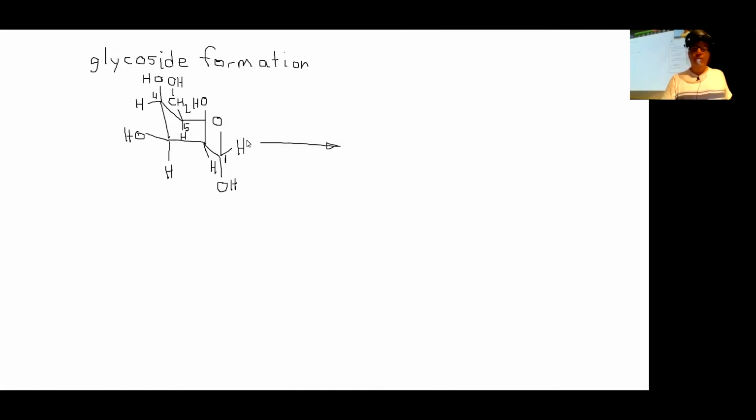And of course, there are 2 different isomers. We call them anomers. You can have the OH pointing down, which is the alpha anomer, or the OH pointing up here, which is the beta anomer. And those can be interconverted. Both of those hemiacetals can be made starting with the aldehyde functional group.